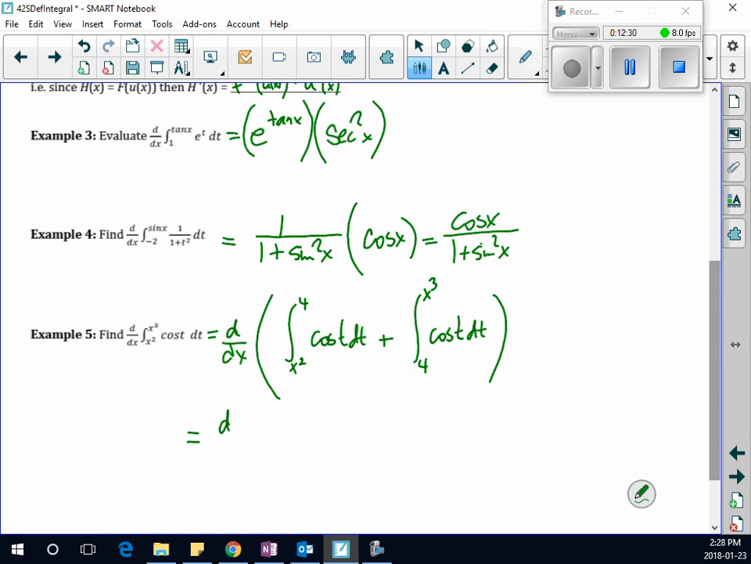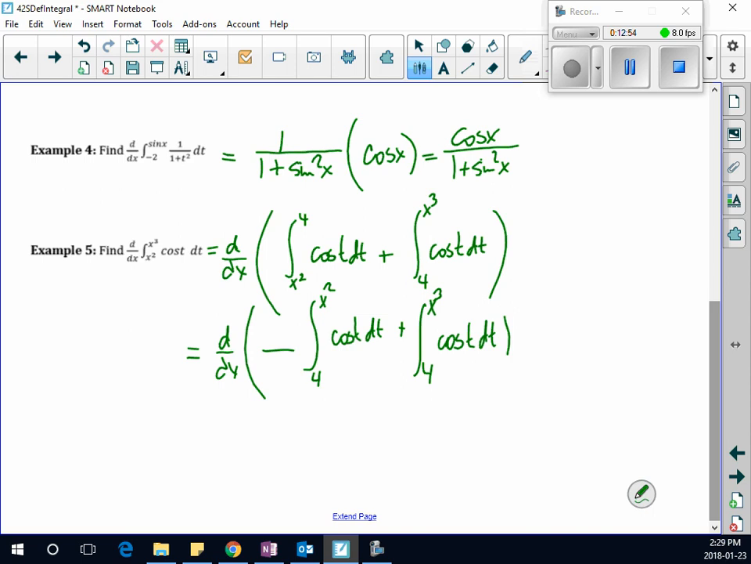So equals d dx of, we're going to flip the integral. So it's going to now be minus, 4 is going to be on the bottom, x squared going to be on the top, cos t dt plus 4 is on the bottom here, x cubed on the top, cos t dt. Everybody good with what I did? So now I'm going to find the derivative.